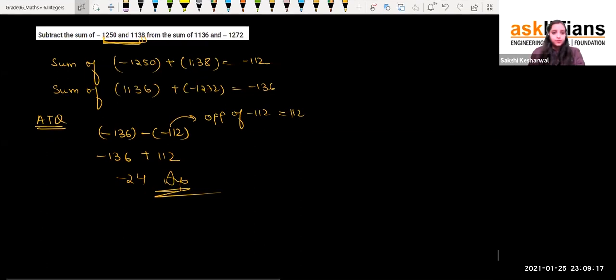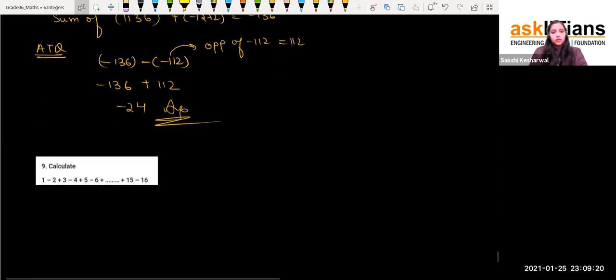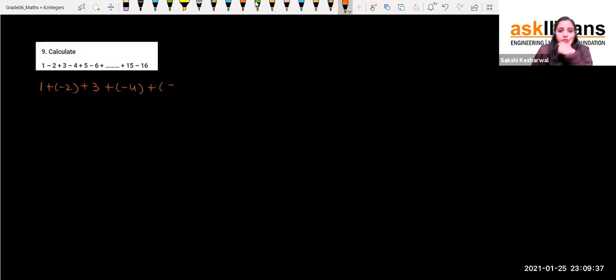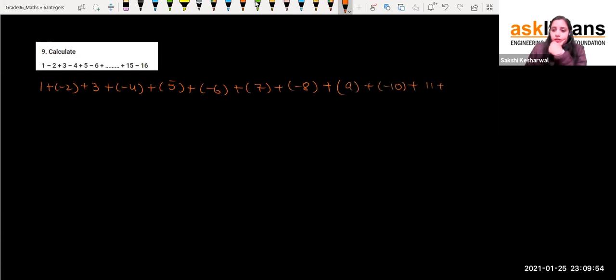Okay, done writing? I'll give you one more. See this. It says calculate this value. Oh my goodness, it's a very big number. If you observe this number closely, it is written 1 plus -2, then plus 3, then minus 4, plus 5, and then minus 6. If you pair it up, it will be 7, minus 8. This is a trick question. Then 9, minus 10, then 11, minus 12. Then I'm writing it over here.